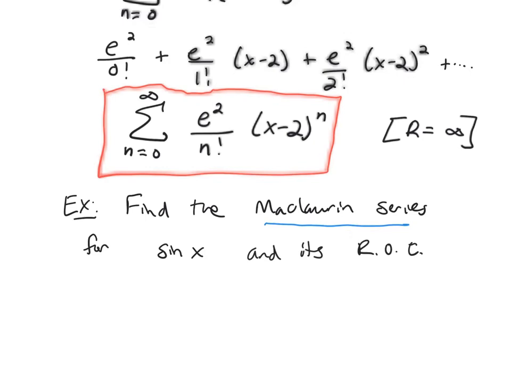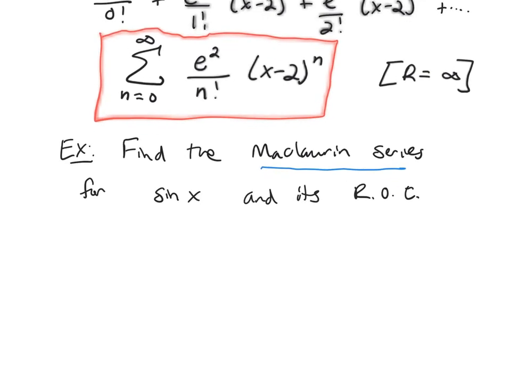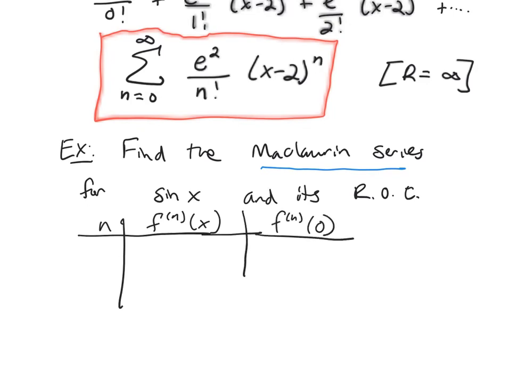So I always start these problems with my table. Once I know my A value, n, take the nth derivative, plug in A, which is 0 for this problem. And then the very last column is my coefficients, Cn, which is the nth derivative, plug in 0, over n factorial. Okay.